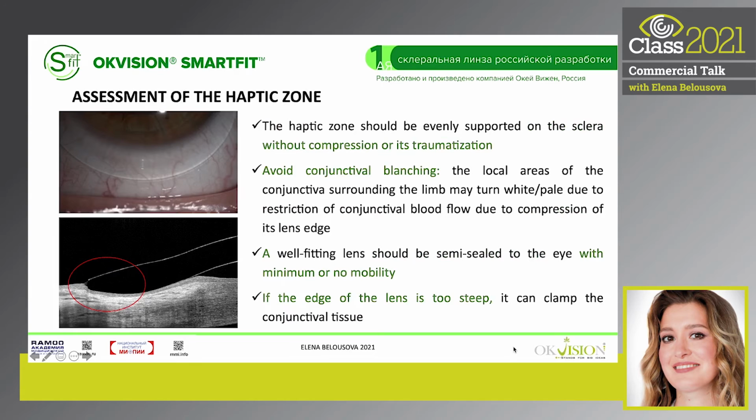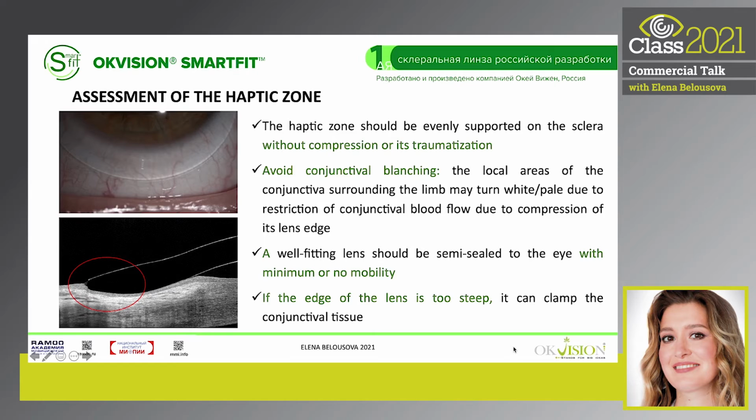And of course, now we need to talk about assessment of the haptic zone. The haptic zone should be evenly supported on the sclera without compression and traumatization. Avoid conjunctival blanching. The local areas of the conjunctiva surrounding the limbus may turn white or pale due to restriction of conjunctival blood flow due to compression by the lens edge.